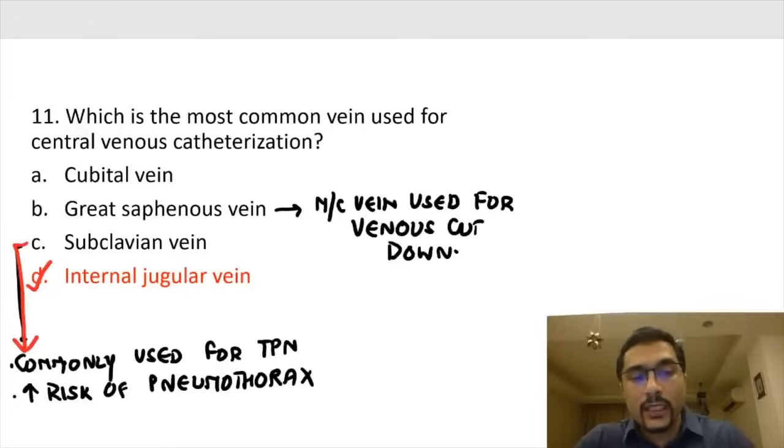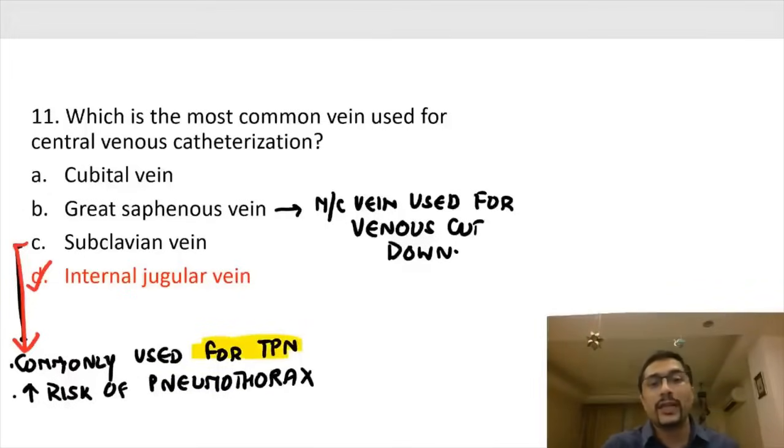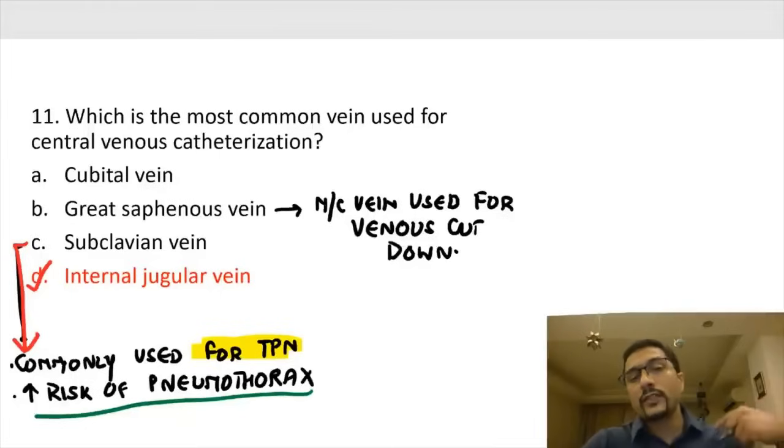Subclavian vein is commonly used when you have to give TPN for a long duration. TPN, you know, is total parenteral nutrition. When you are giving nutrition through the IV line, you can use the subclavian vein commonly. There is increased risk of pneumothorax when you are inserting a subclavian line, right?